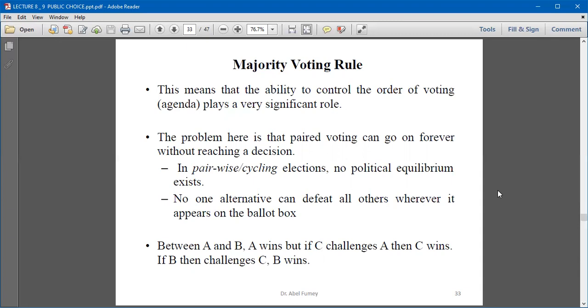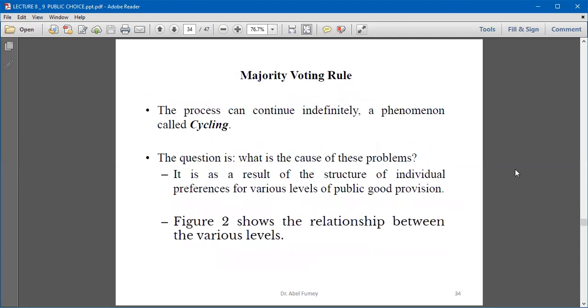The voting can go on forever, because you see that A will be preferred to B, B will be preferred to C, C will be preferred to A, and you have to be going over and over and over. That will never end. So with the pairwise election, it's possible that there will be no political equilibrium. What it means is that there's no way one particular choice will be able to defeat all the other options or policies that we are considering. So that is one major challenge with majority voting.